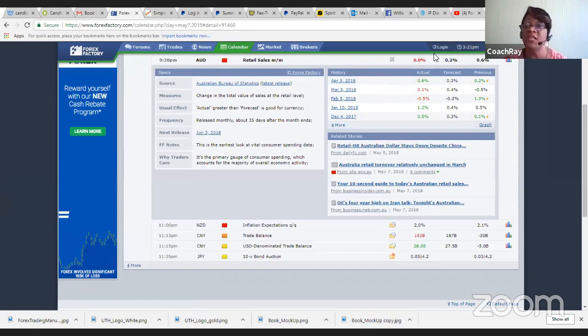So let's see what actually happened. It was 6%. This is the 6%. This is April. Okay. It was projected to drop to 2%, which is 0.2%. It was projected, but it came in at 0. So we should expect to see AUD not spike up, but actually drop.